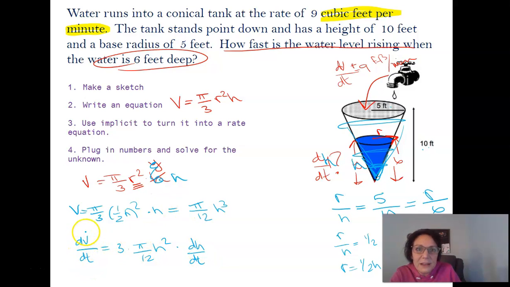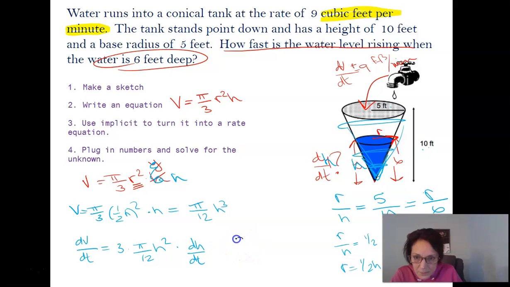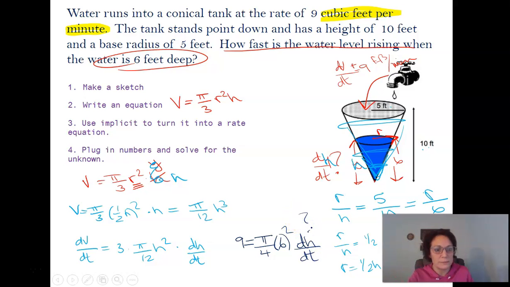So dV/dt is 9. This is 9. I have a pi over 4. My height at this moment, I know, that's my 6. And I'm looking for dh/dt. That's the big question. I got only one variable. We're good to go. We can solve. All right, so let's see. This is 36 divided by 4 is 9. So we have 9 equals 9 pi dh/dt.